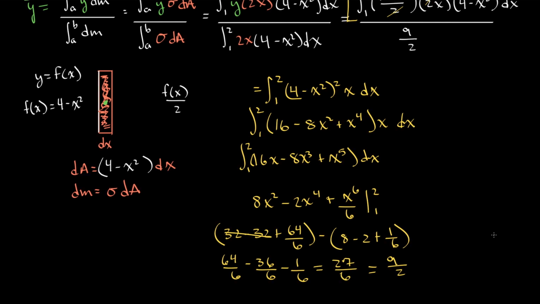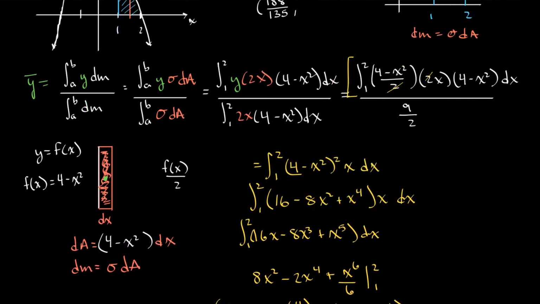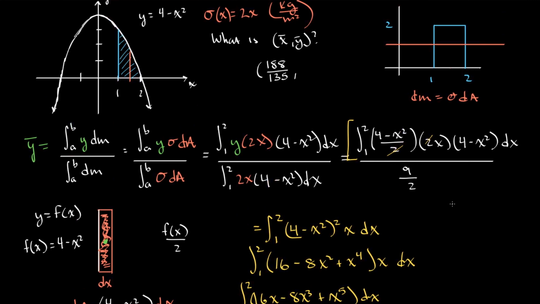So that, remember, is our top integral. So if we come back up here, we're going to have this calculation for our y-coordinate. Our y-coordinate of our center of mass is going to be 9 halves over 9 halves, which is just 1. So after all of that, we got 1. So our y-coordinate is 1.